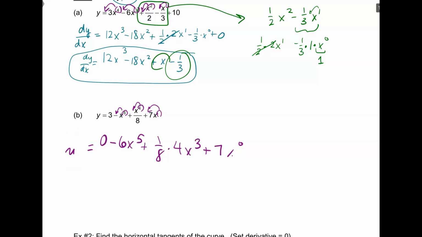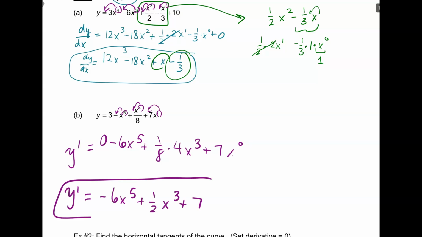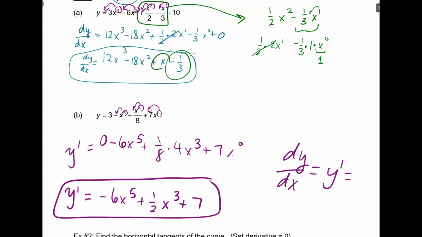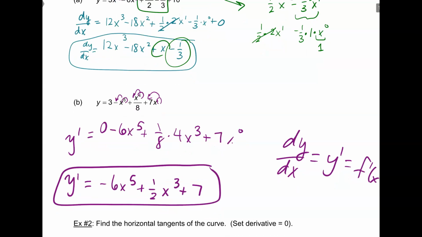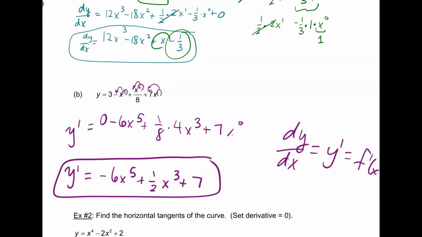I'll write it a little differently because this means the same thing. And when you're done, go ahead and check your work on the board. So dy/dx means the same thing as y prime, same thing as f prime of x. Those all mean derivative. If your work doesn't match this, see where it went wrong, see what confusion we have. I can better help you if we know where the confusion is.